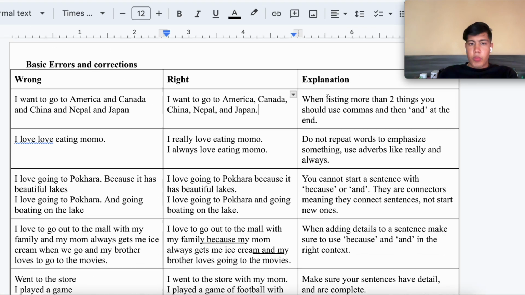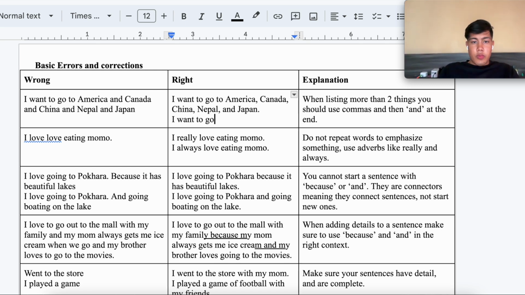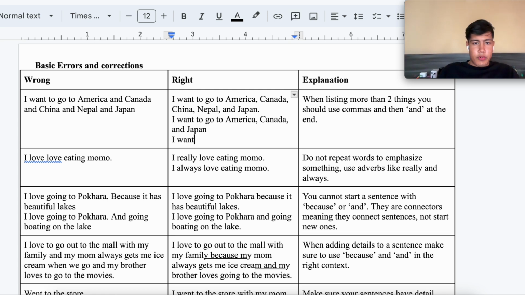But if you just have two things, if you're just saying, I want to go to America and Canada, then that's fine. But if you go to three things, if you change it to I want to go to America, comma, Canada, and Japan maybe, then you need to use commas. Once it's more than two, you need to include commas. So let me write that first example as well.